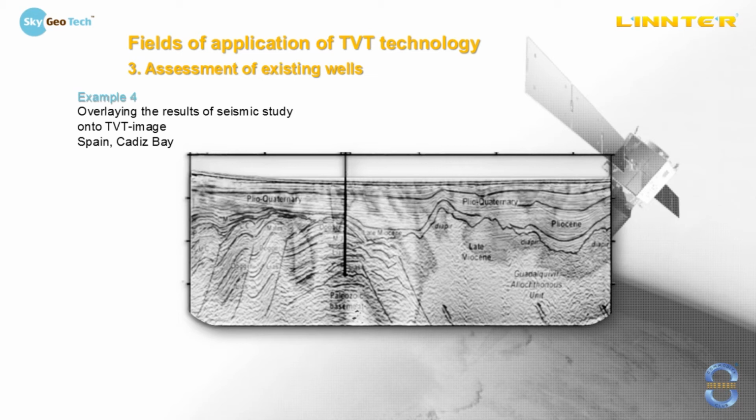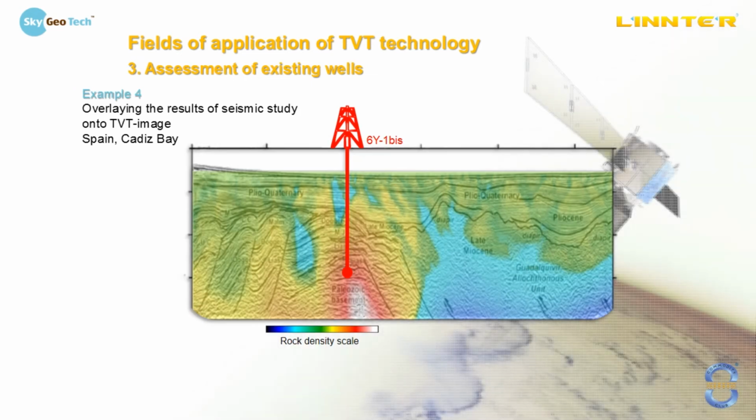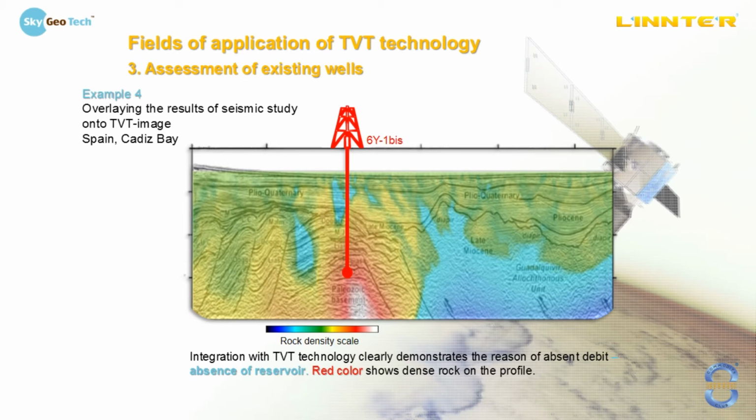Assessment of dry well, Spain, Cadiz Bay. This well was drilled according to seismic exploration, but when the company drilled it, they got zero oil production. Our team built a TVT image of block and fold structures and overlaid it onto the seismic data image. Integration with TVT technology clearly demonstrates the reason for zero oil production. There is no collector here. This well was drilled exactly in a dense rock, which is shown by red color. There simply cannot be oil, although the seismic data showed reflection of the structure. With the use of TVT technology, we can avoid dry wells.